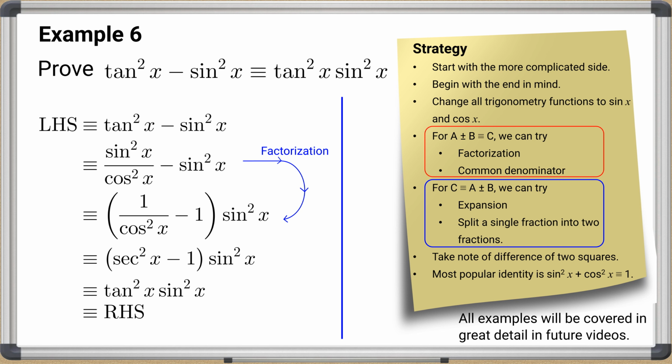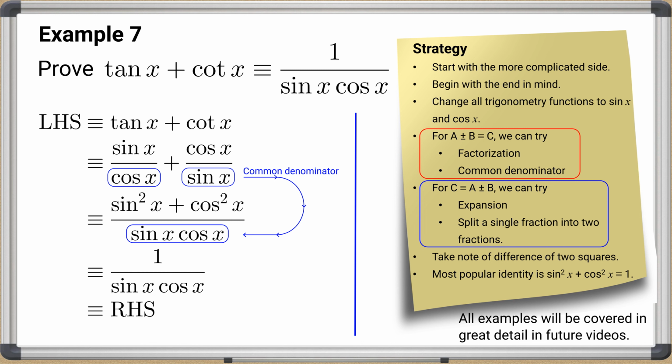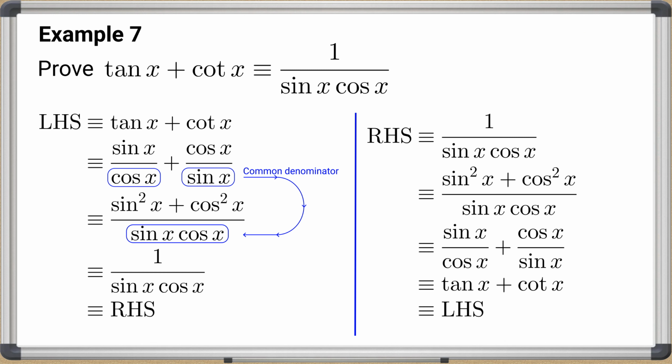Let us look at example 6 again. If we work from right-hand side to left-hand side, we need to do an expansion instead of factorization. Let us look at example 7 again. If we work from right-hand side to left-hand side, we need to split a single fraction into two fractions instead of common denominator.